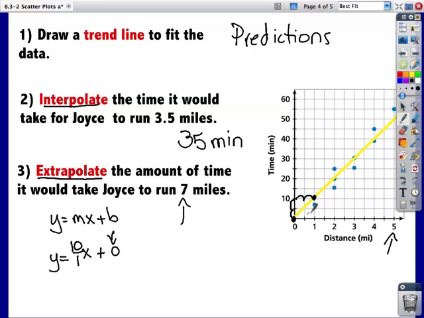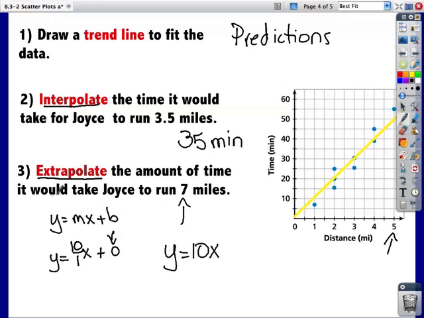A quick note, though, some students I've noticed when they do this think we're finding the slope between any two data points, like this point and this point. We're not. We're finding the slope of the yellow line I drew. And so we're finding the slope of the trend line to write an equation of the trend line. And now we can rewrite this equation as y equals 10x, because 10 divided by 1 is 10, and we don't have to add 0.